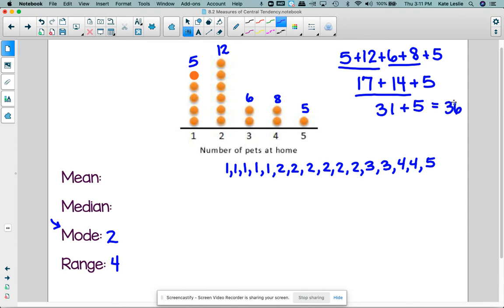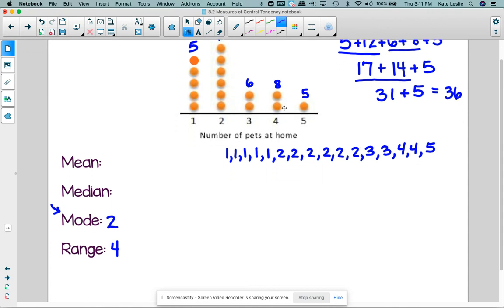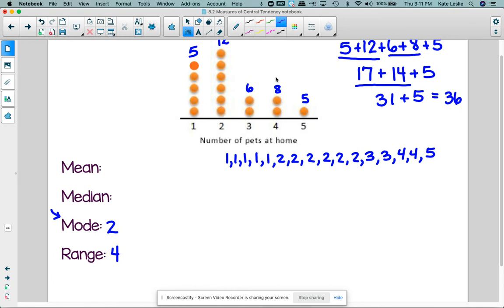Okay, and then we know we have to divide by however many values are given. So we would not be dividing by 1, 2, 3, 4, 5. There were not 5 numbers given. There's all these dots. So you might want to count the dots, or if you listed out your data set, that's the number you would divide by. So there are a total of 16 dots here. So I'm going to divide 36 by 16.